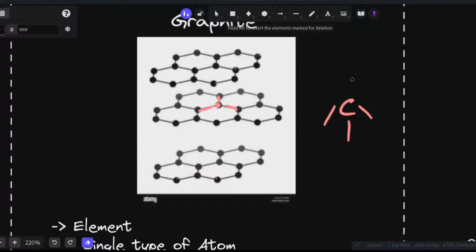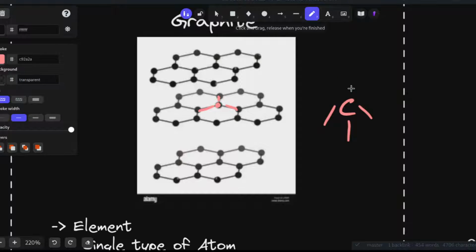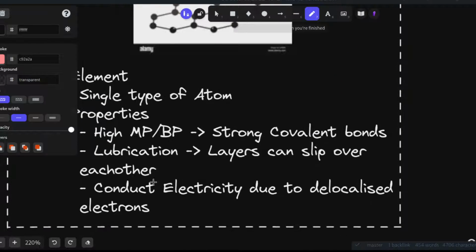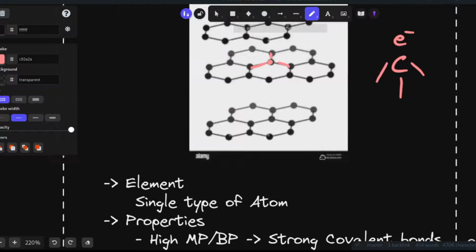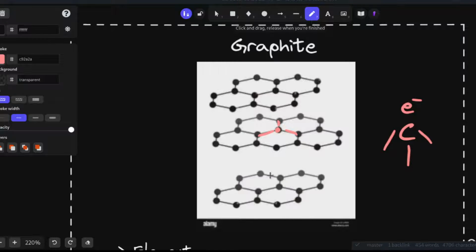So what happens is that this carbon is capable of letting its electron go and delocalizing it, and this allows the conduction of electricity. So it is capable of conducting electricity due to the delocalized electron, and this specific wording is demanded of you to get the mark. So if you don't use delocalized electrons, you will not get the mark for why graphite is capable of conducting electricity.